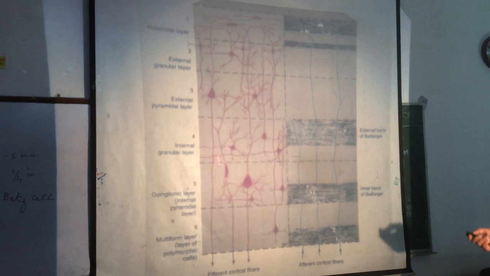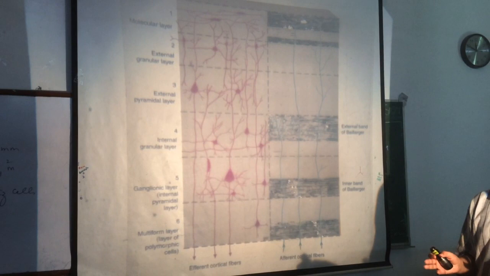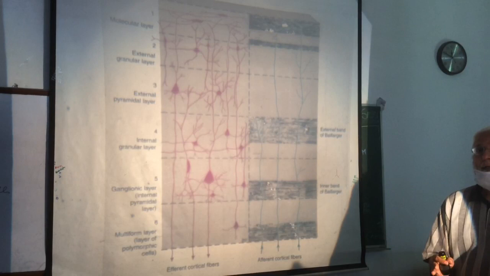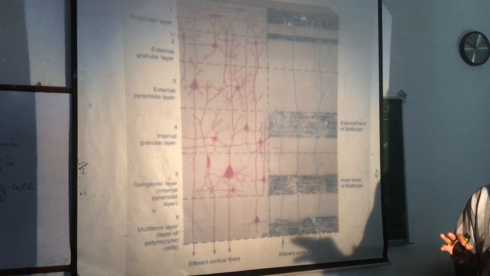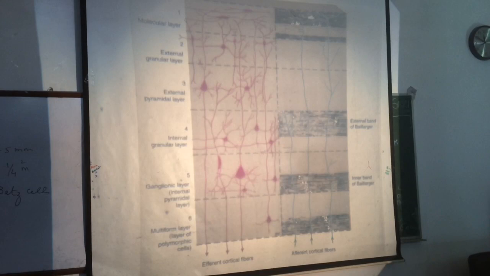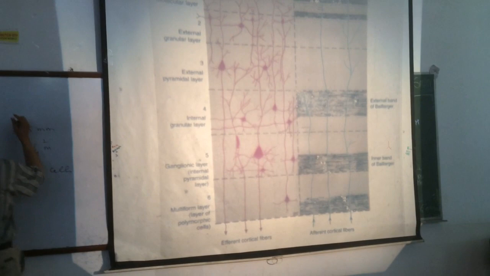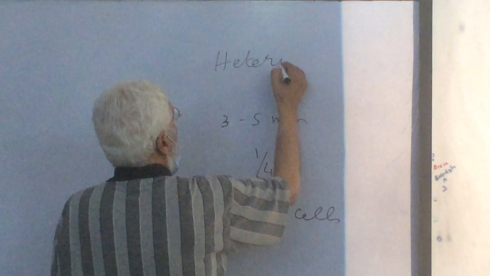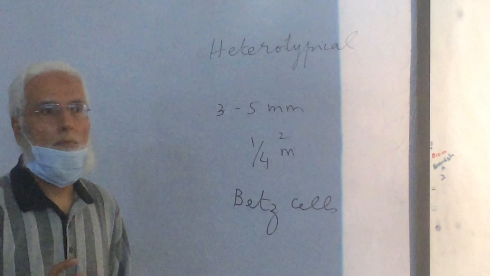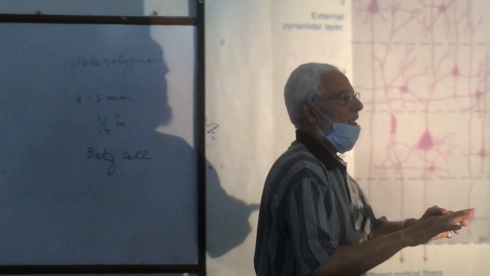But there are some areas in the cerebral cortex where the six layers are distinct, and in other parts the six layers are not distinct. If all six layers are distinct and can be recognized, it is called homotypical. If all the six layers are not distinct, it is called heterotypical.